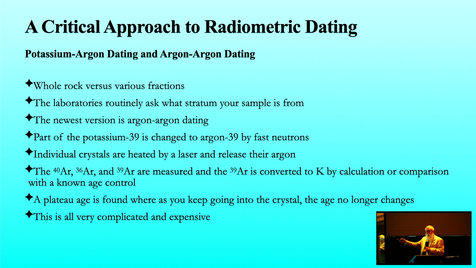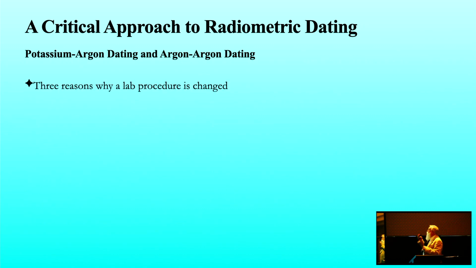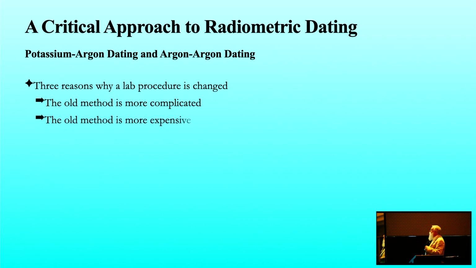Now, this is all very complicated and expensive and difficult to calculate. Why in the world did they go for this? Well, if you have a lab procedure and you're changing it, there are 3 reasons why you change it. 1, the old method is more complicated. That clearly is not the case here. 2, the old method is more expensive. That clearly is also not the case here. 3, the old method is not reliable. It's not accurate enough. So we want to switch over to the new method, because the old argon-argon dating is a confession that potassium-argon dating is a failure.